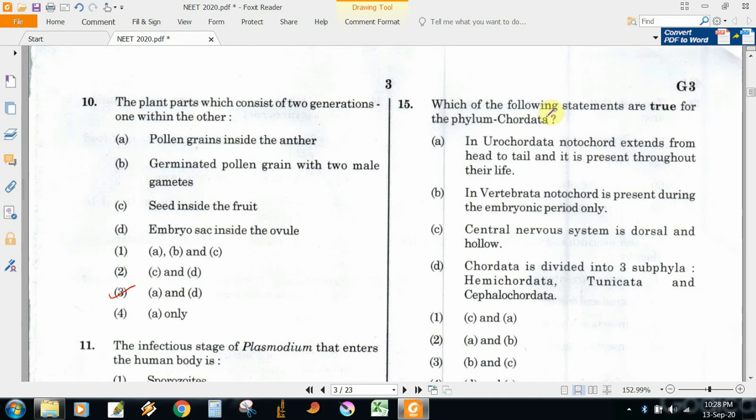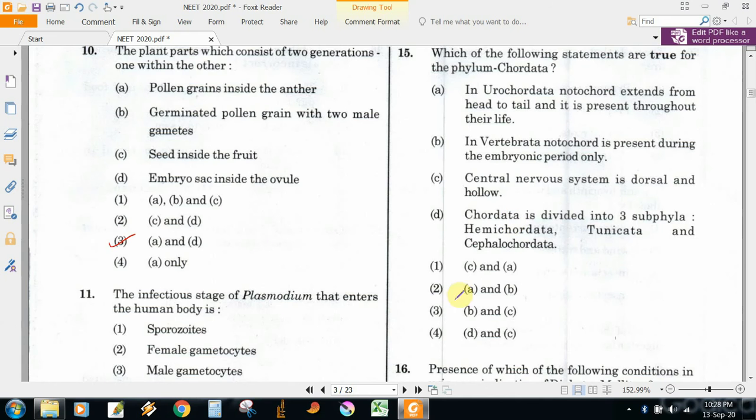Yeah. So which of the following statements are true for phylum Chordata? In Urochordata, notochord extends from the head to tail and it is present throughout their life. Okay, and the next statement is in vertebrata, notochord is present during the embryonic period only. Yes, it is true. And C is central nervous system, E is dorsal and hollow. It is true. And D is chordata is divided into three subphyla, that is hemichordata, tunicata, and cephalochordata. Not true. So the B and C is true. So the options which shows B and C is true is third option.